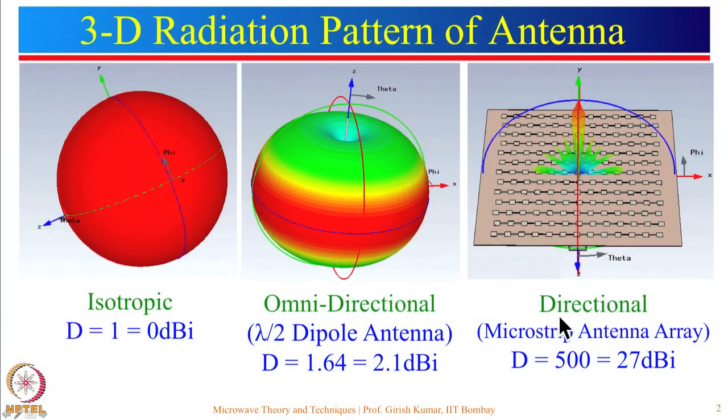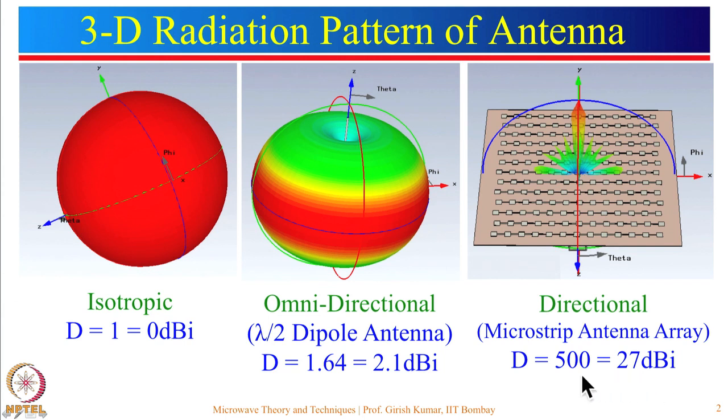The third type of the antenna is known as directional antenna. Here I have given an example of a microstrip antenna array. You can see that there are several elements of microstrip antennas in this direction as well as in this particular direction. So, this is a planar microstrip antenna array. The reason why I am showing you this particular antenna is that it has a directivity of 500, which is about 27 dBi.